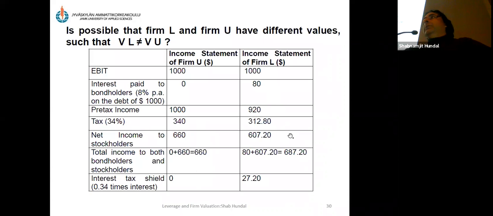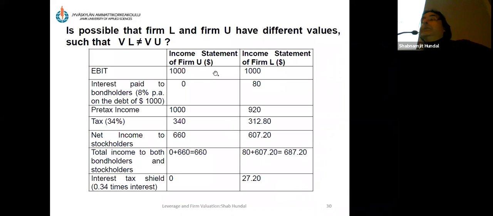Now let's conclude how much a company gives to its investors. Investors are of two types, debt holders and shareholders. This company gives 660 plus zero to its investors. This company gives 607.20 plus 80, 687.20, to its investors. This company ends up giving $27.20 more to its investors. This is the additional value this company is generating. This company is generating $27.20 additional value. Where does it come from? Is it coming from the asset side or the liability side?